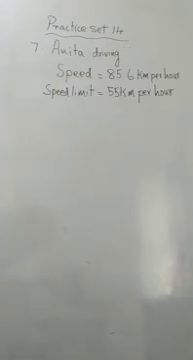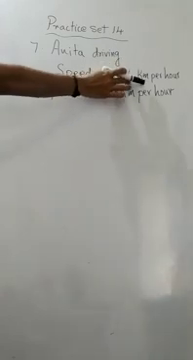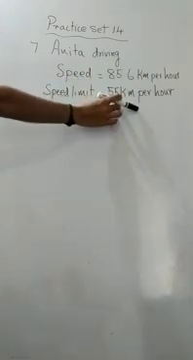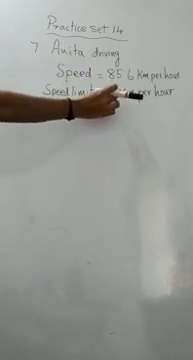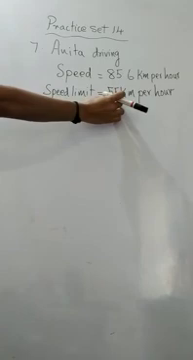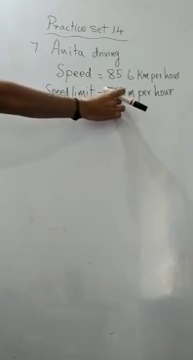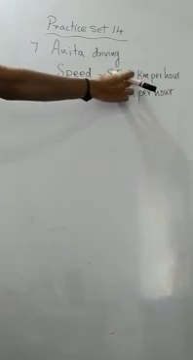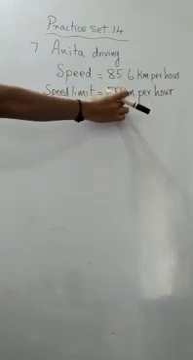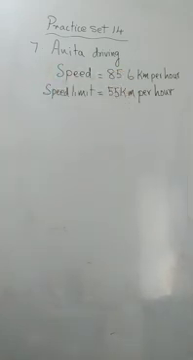Okay, clear? Next question: Anita was driving at a speed of 85.6 km per hour. The road had a speed limit of 55 km per hour. How much should she reduce her speed to be within the speed limit? She has to be within the speed limit. She is traveling at this speed, but this is the speed limit. So she has to reduce. She is traveling at 85.6. Only 55 is the maximum. Speed limit means you have to travel only at this speed. This is the maximum. But she is traveling at 85.6. So she has to reduce it to 55. So how much does she have to reduce? That we have to find out.